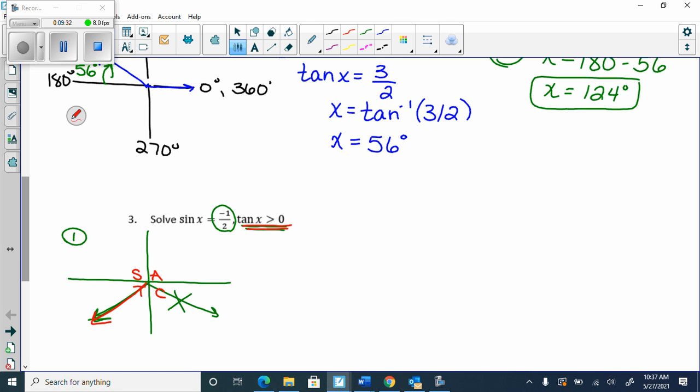So this is another thing we can say, hey, I need where sine is negative and tan is positive. So I need where I don't have an S and where I do have a T. Where do I not have an S and I do have a T? Quadrant 3. Does that make sense? So that's how we figure out where to draw it.